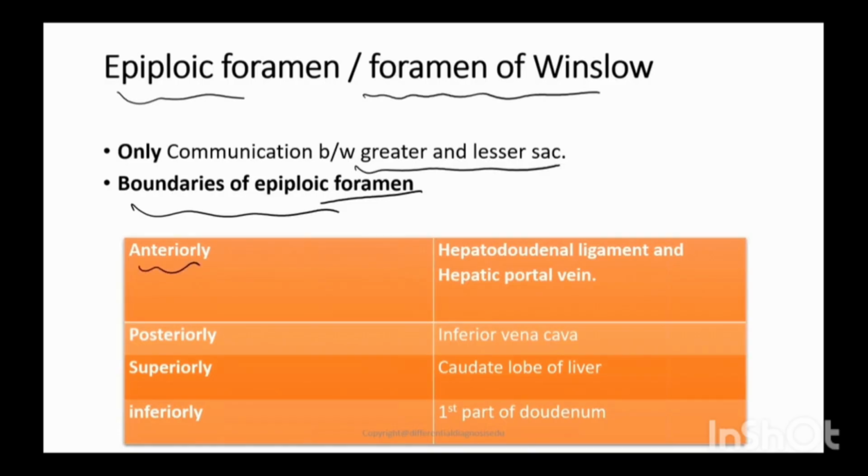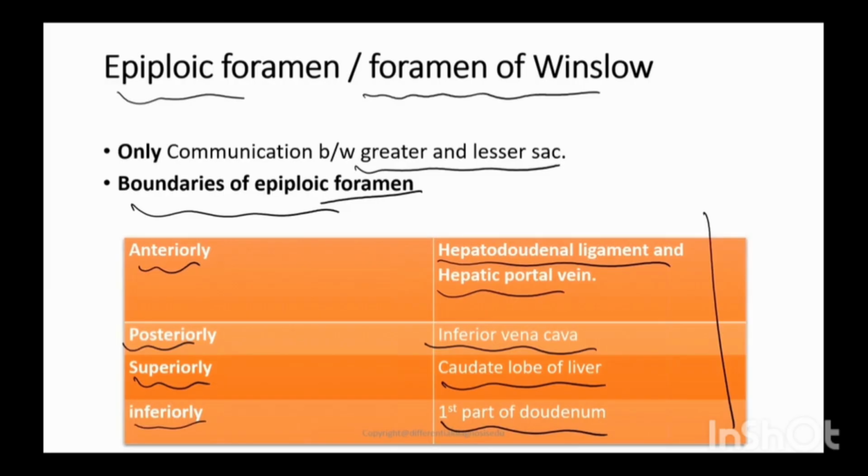Anteriorly, hepatoduodenal ligament and hepatic portal vein. Posteriorly, inferior vena cava. Superiorly, caudate lobe of the liver. Inferiorly, first part of the duodenum. Like I said, they will not ask you about the boundaries. They will ask you the content.